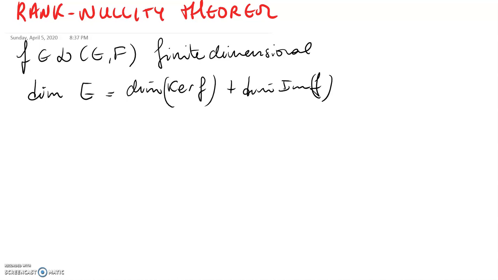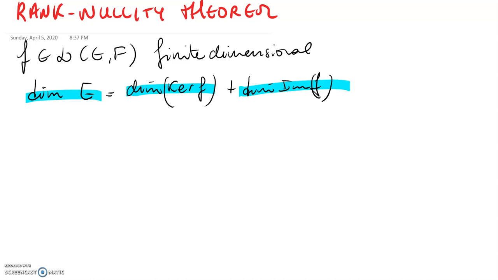Okay, so now I want to talk about this theorem. It's quite important. It's called the rank nullity theorem. Given a linear map between two spaces of finite dimensions E and F, we have that the dimension of the domain E is equal to the dimension of the kernel of F plus the dimension of the image of F.